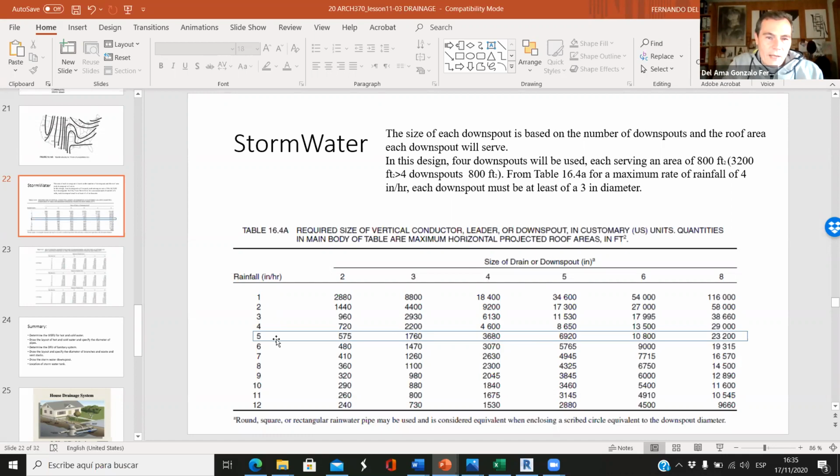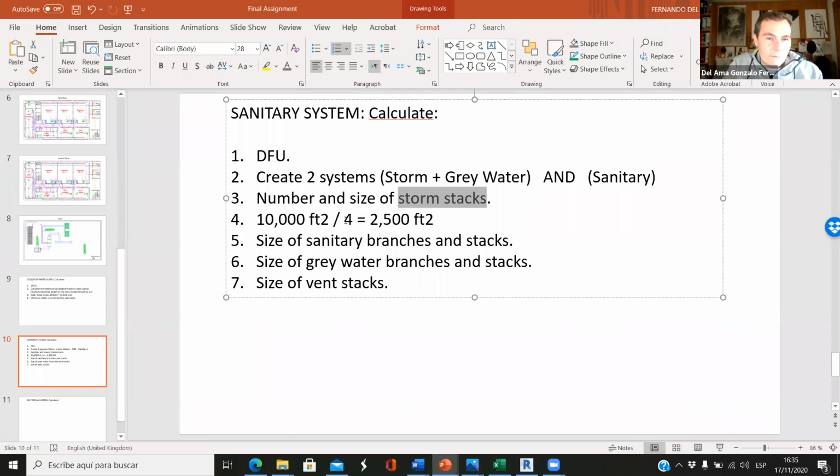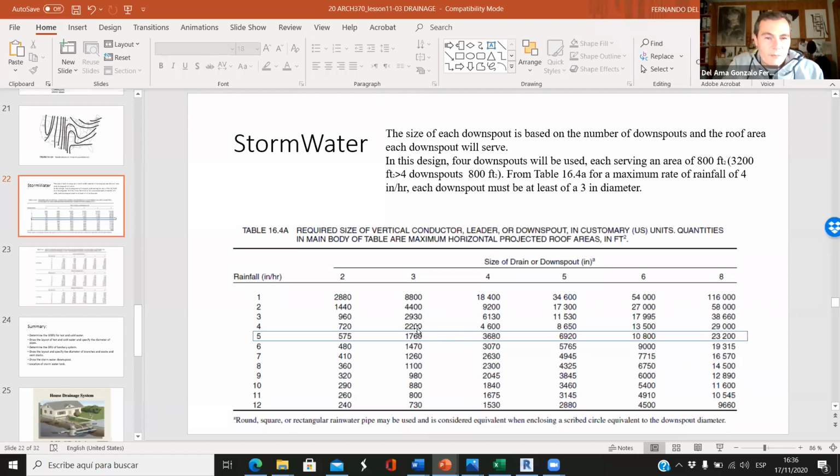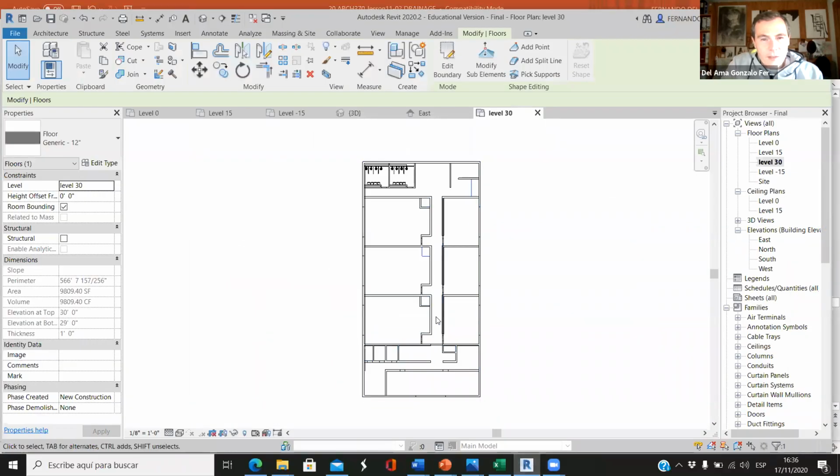Okay, so we can divide this by 5. So we can have 5 storm stacks, and each one would be 2,000. If it's 2,000, it's the same, so it doesn't make any difference. It can be 3. If it's 4, it's even safer. You would have less risk of jams in the storm water, but 3 or 4 inches is fine.